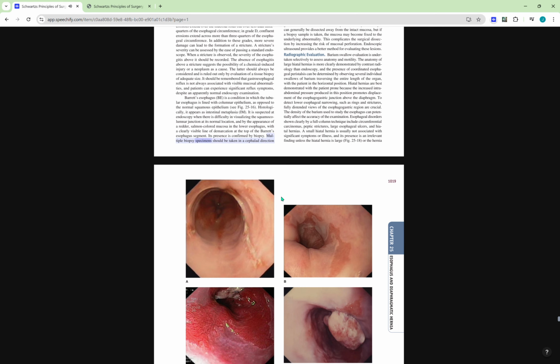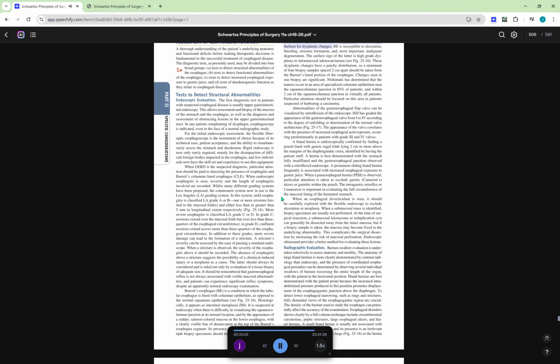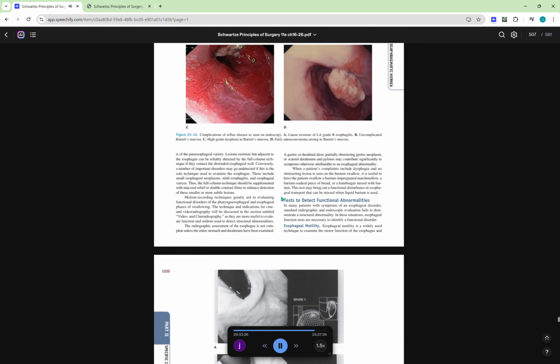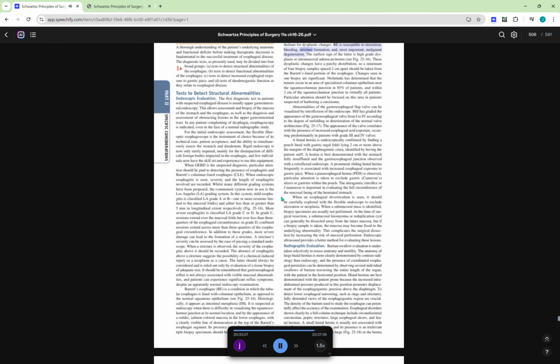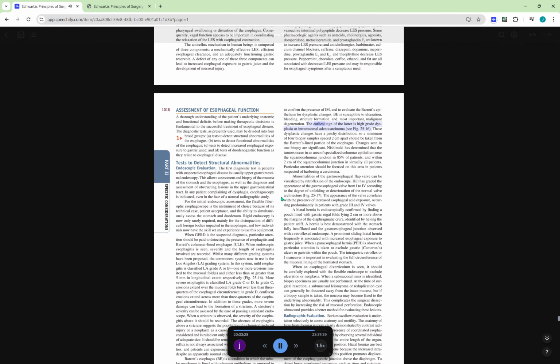Multiple biopsy specimens should be taken in a cephalad direction to confirm the presence of intestinal metaplasia and to evaluate the Barrett's epithelium for dysplastic changes. Barrett's is susceptible to ulceration, bleeding, stricture formation, and most important, malignant degeneration. The earliest sign of the latter is high-grade dysplasia or intramucosal adenocarcinoma. These dysplastic changes have a patchy distribution, so a minimum of 4 biopsy samples spaced 2 centimeters apart should be taken from the Barrett's portion of the esophagus. Changes seen in one biopsy are significant.